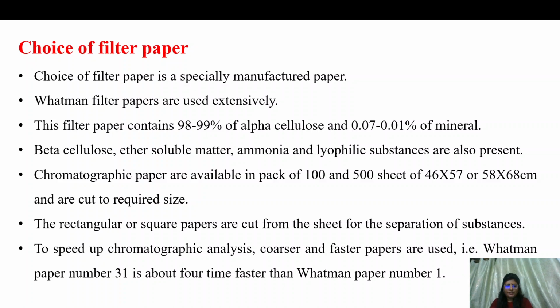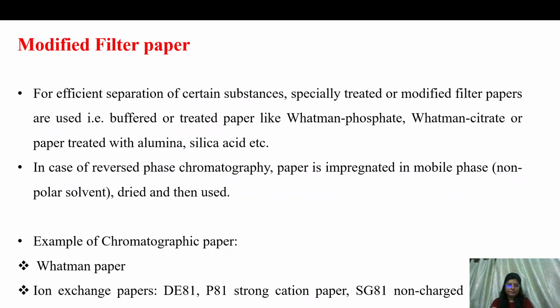Then the speed of the chromatographic analysis depends upon what kind of Whatman filter paper you are choosing. So the coarser and faster papers are used basically for the development of the chromatogram. There are different numbers of Whatman filter paper. So 31 is preferred over Whatman paper number 1 because it is coarser.